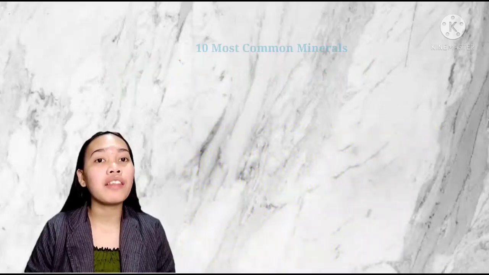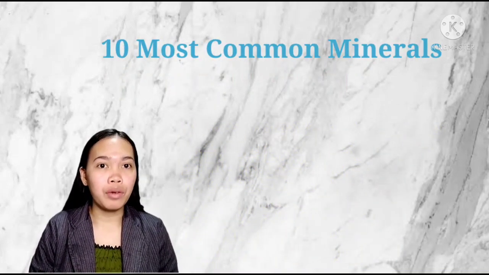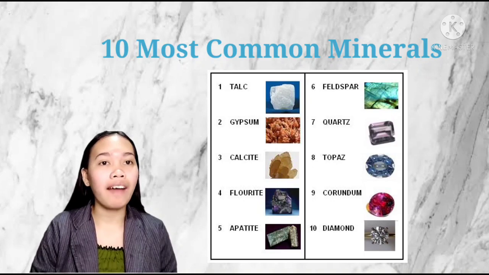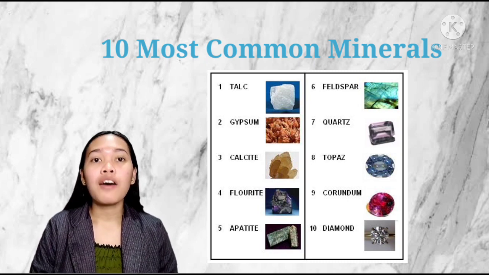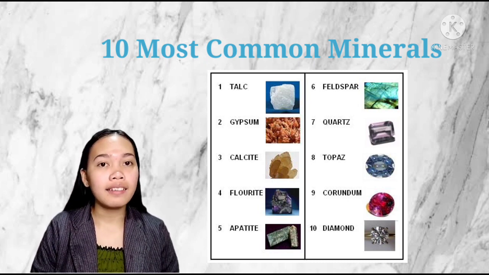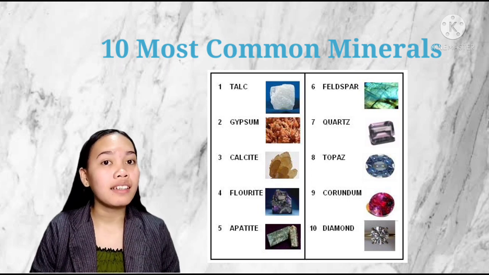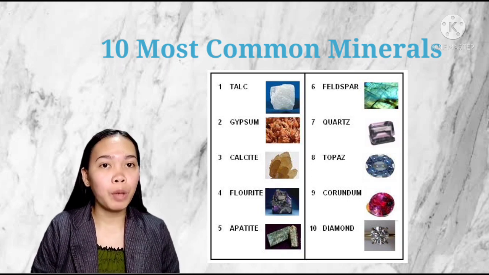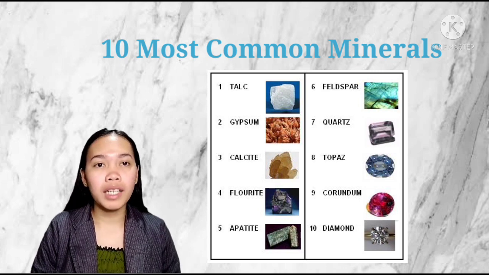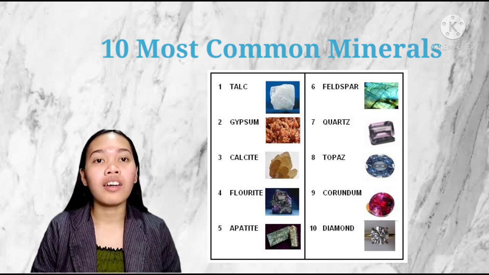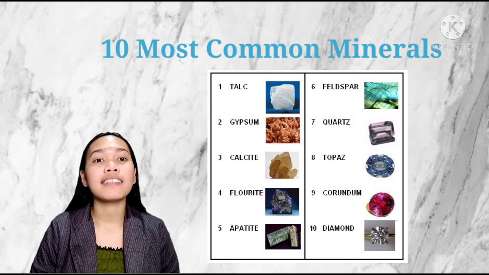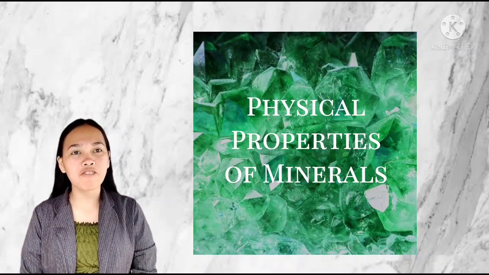So I have here the 10 most common minerals. So first we have talc, second gypsum, third calcite, fourth fluorite, fifth apatite, sixth feldspar, 7 quartz, 8 topaz, 9 corundum, and 10 diamond. Now, let's move on to the physical properties of minerals.